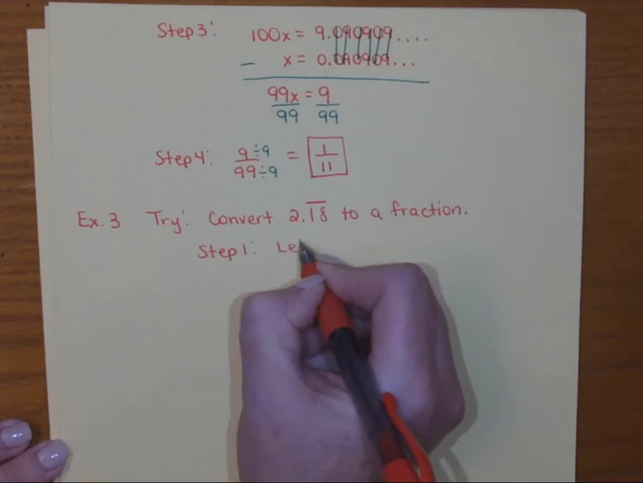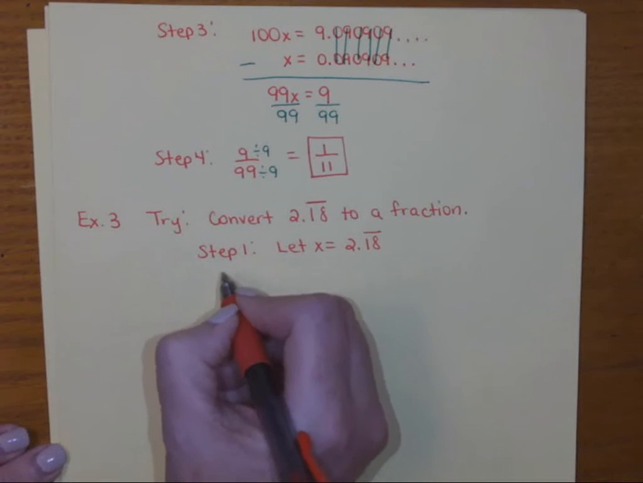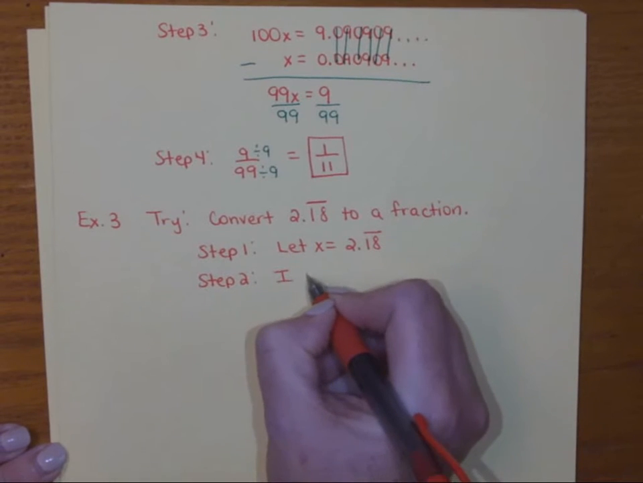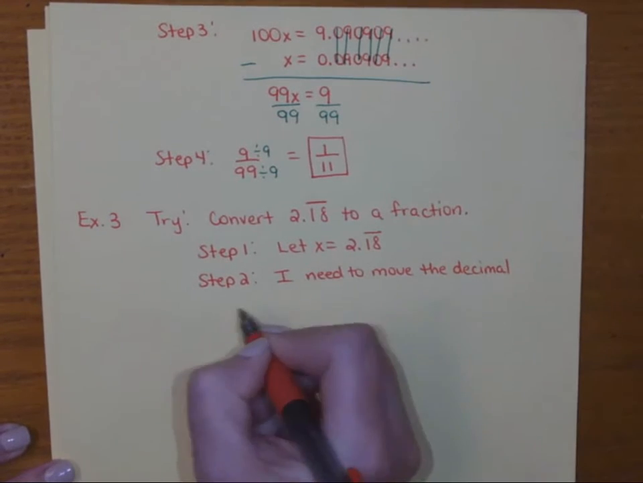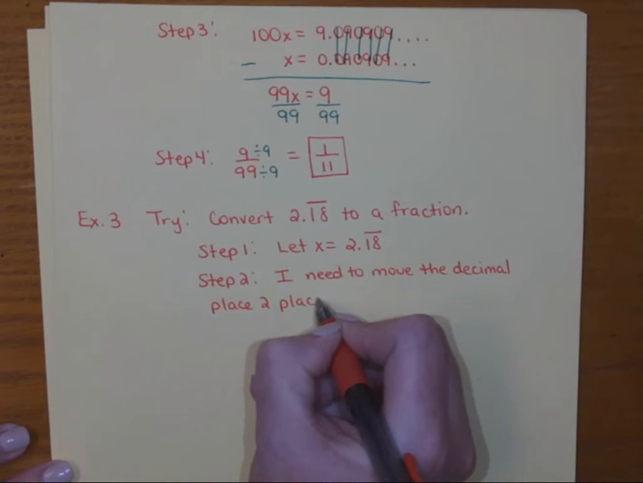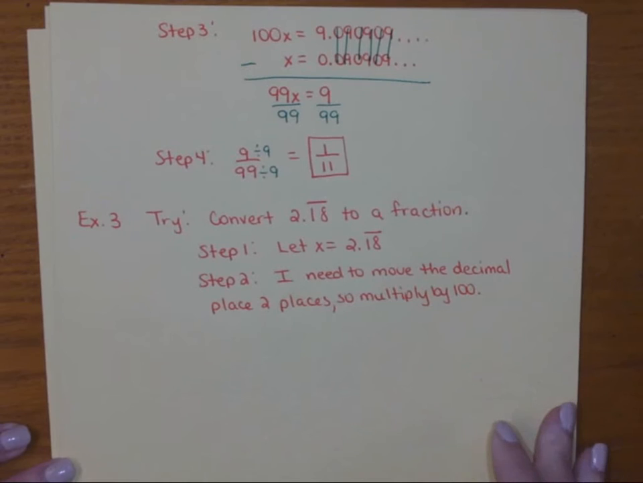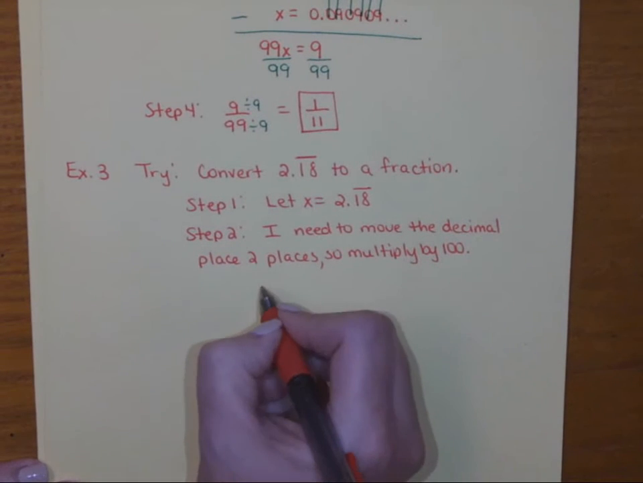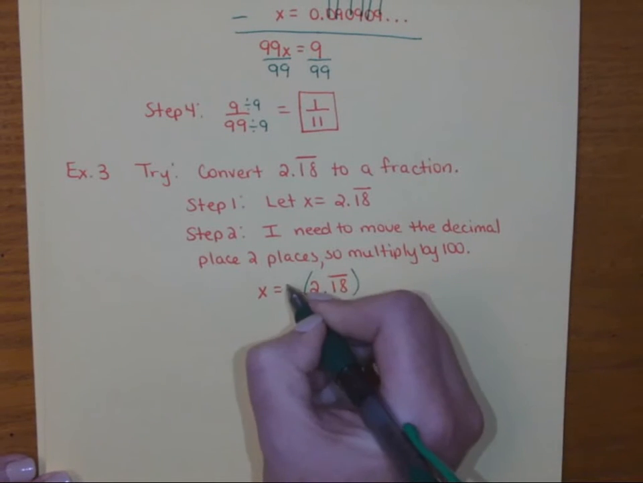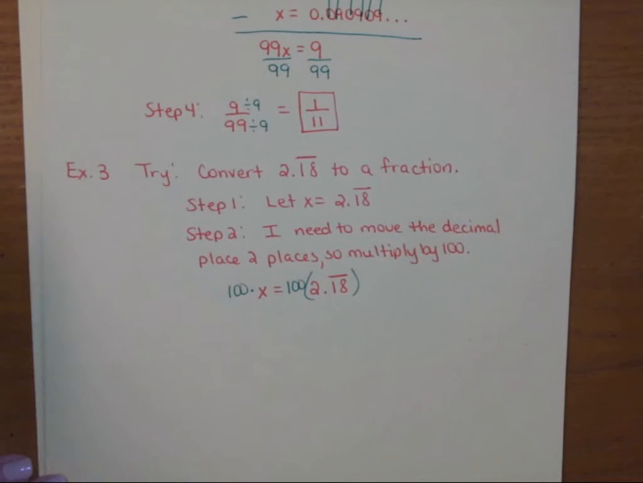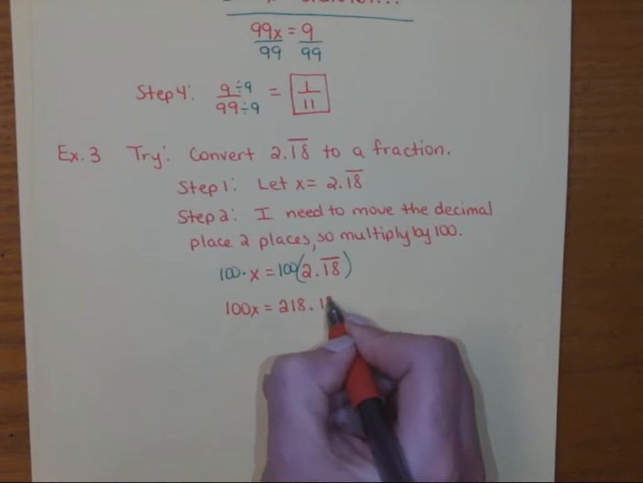So that one looks like we're going to let x equal our unknown. Again, I have a two-digit repeater, so I'm going to need to move the decimal place twice. So multiply by 100. So take your original. Notice I always leave myself room here just because I need room to multiply by whatever I'm going to multiply by. So I'm going to multiply by 100. So that's going to give me 100x on the left. And then if I move that decimal place twice, it's going to be 218. But then the 18 is still going to continue to repeat.